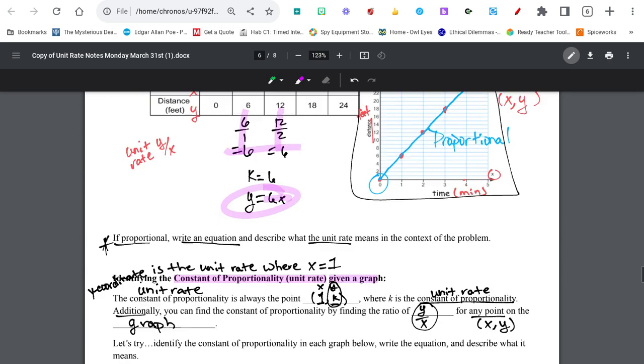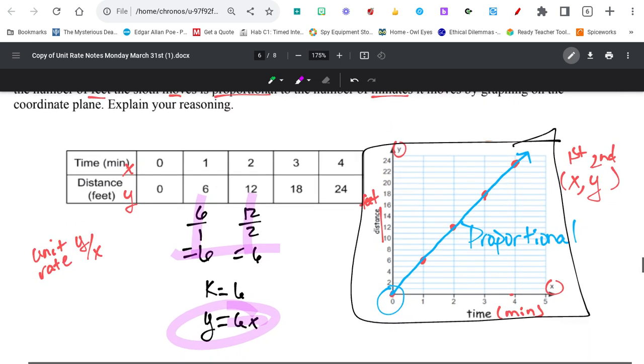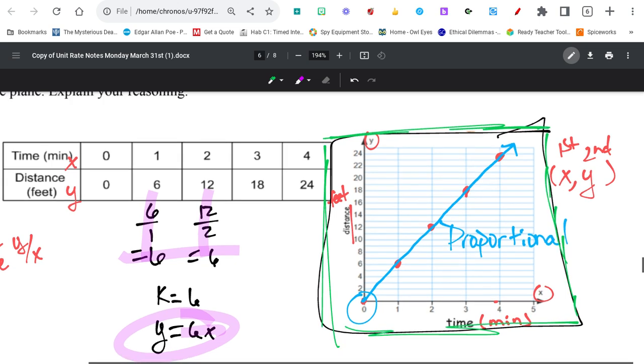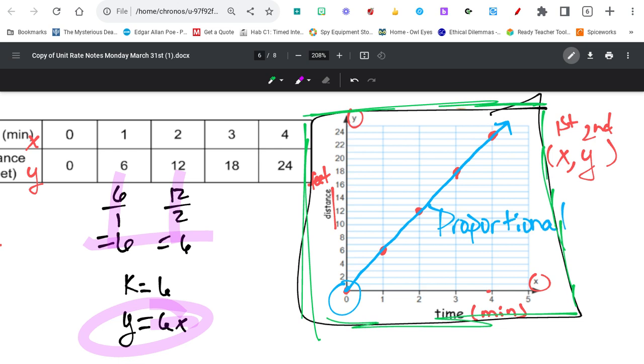All right, so I'm going to go back to this one. If I want to look at the graph only, to determine what the unit rate or the constant of proportionality is, I could say, well, here is an x of 1, and an x of 1 has a y of 6. So I know that that is my constant of proportionality. So the equation is y equals 6x. I could do it that way. But that only works if you have an x of 1 and a corresponding y, okay?